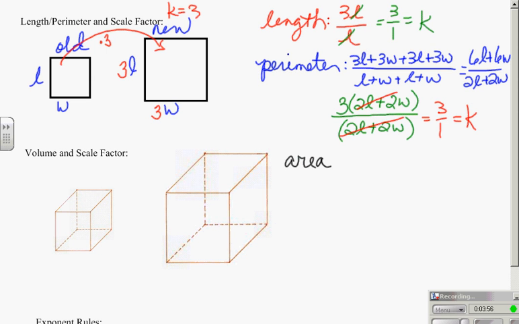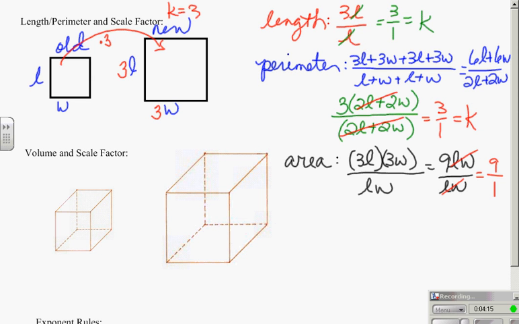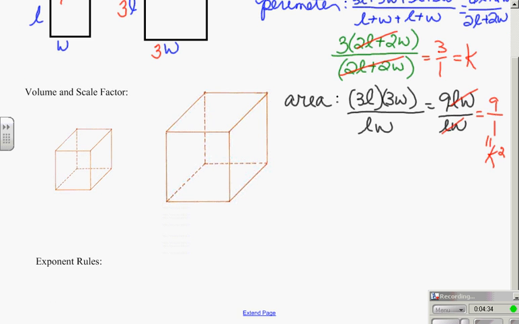Now what happens when I get to area? Now the area of my new figure is 3L times 3W over my old figure, which is just LW. So I have 9LW over LW, which is going to cancel and leave me 9/1. Now how is 3/1 related to 9/1? It's k squared. I squared 3 to get to the area comparison. Because area is a two-dimensional measurement, my scale factor is squared.